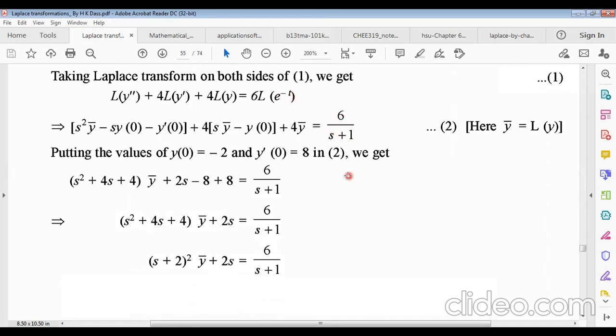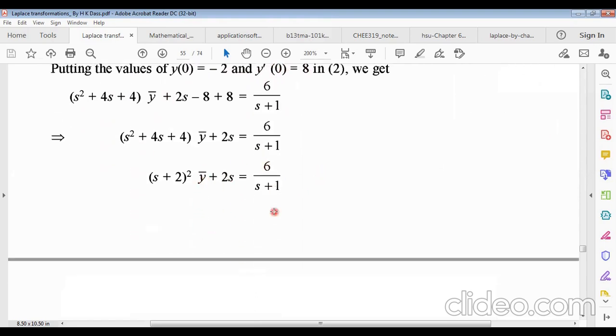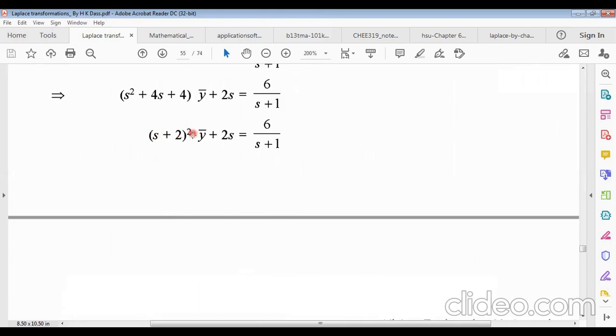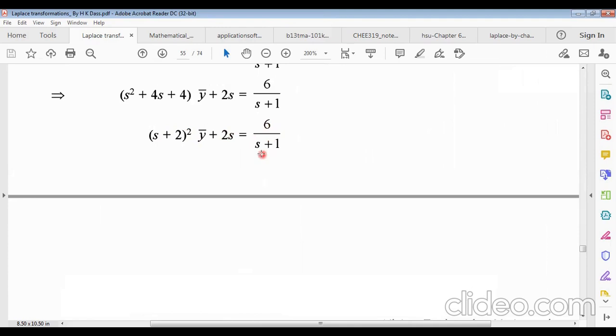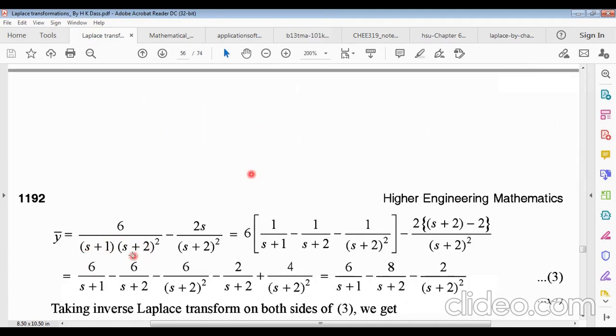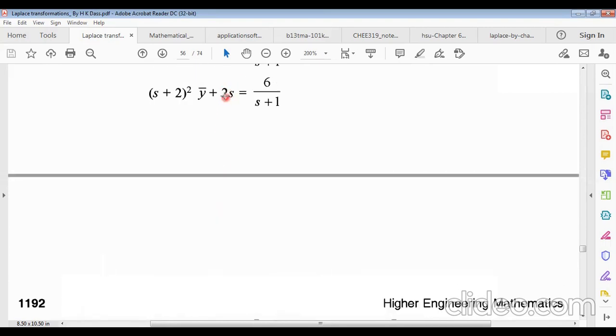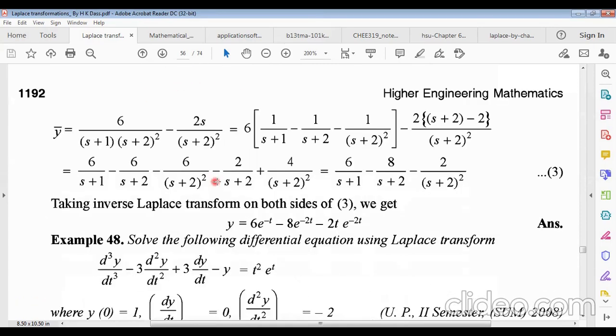Okay, so just putting y bar equals to Laplace transformation of y(t). Now putting y(0) equals to -2 and y dash 0 equals to 8, first derivative of y(t) at t equals to 0 is 8, in equation 2. Just putting as usual, so we get y bar equals to what? This one. Okay. 6s divided by s plus 1 into s plus 2 whole square, and twice s. Here left hand side twice s, and in right hand side what will be? Minus twice s. So minus twice s divided by this s plus 2 whole square.